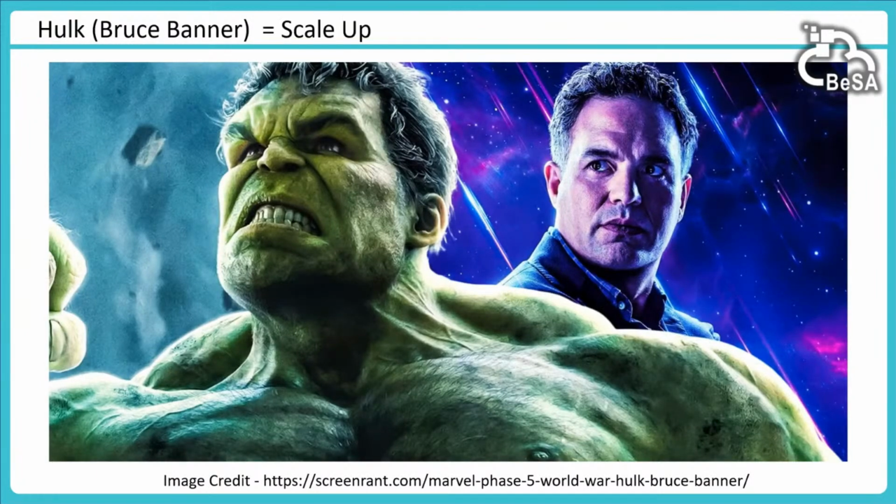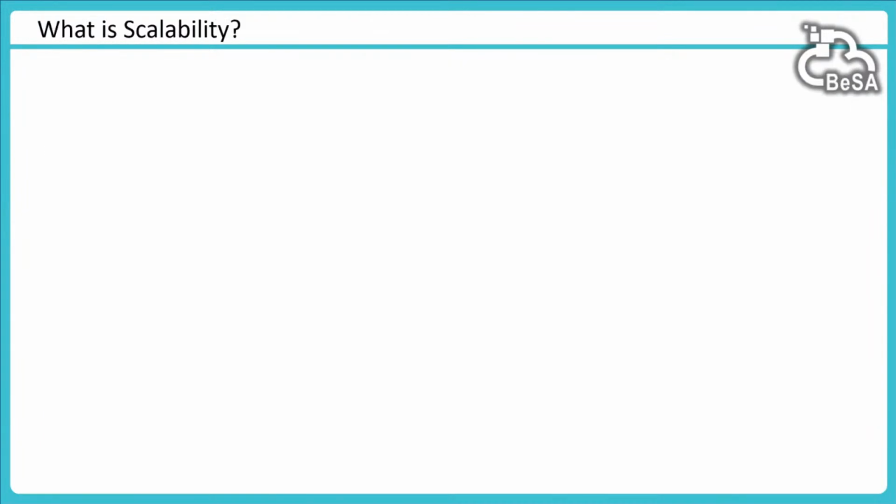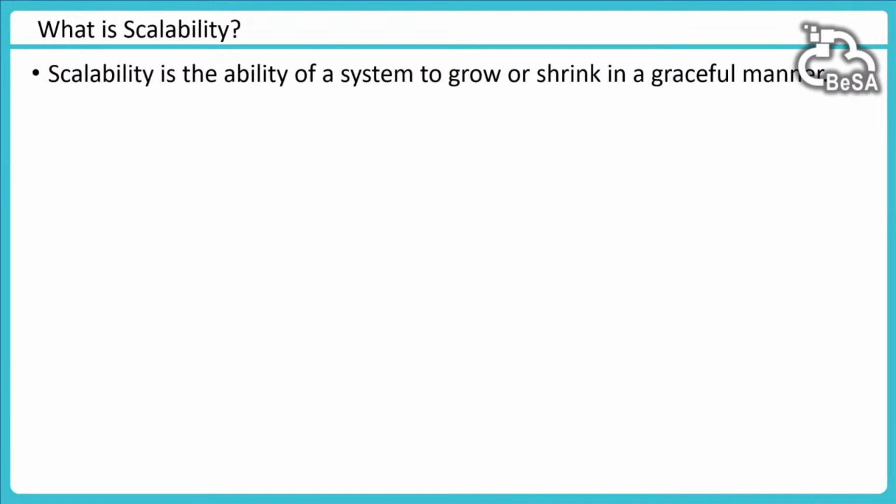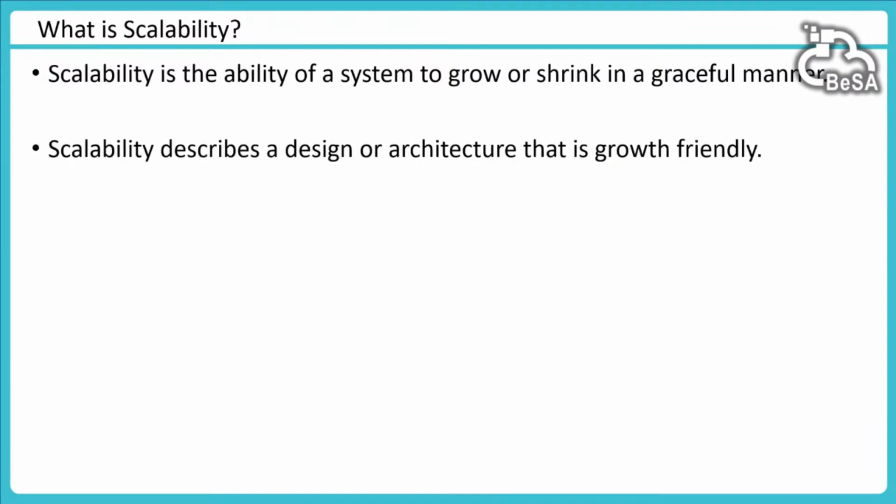So what is actually happening when Bruce Banner turns into the green thing? It is a scale up operation. When there is a lot of trouble coming in, he changes into this Hulk character and is able to handle it. So scalability is the ability of a system to grow or shrink in a graceful manner. It describes an architecture that is growth friendly, that has the ability to grow. That is what we mean by scalability.